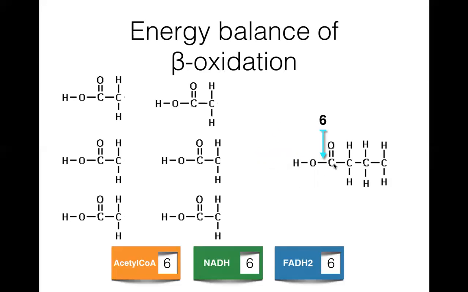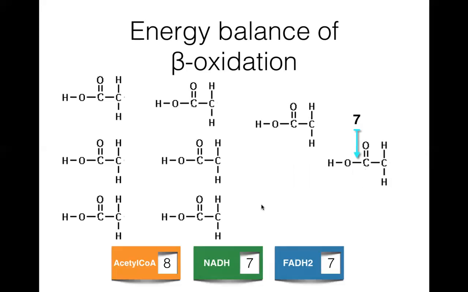And finally, we have the last, the seventh round. If this is cleaved, this will generate 2 acetyl-CoA. So in total, we have a total of 8 acetyl-CoA, 7 NADH, and 7 FADH2 with a complete oxidation of palmitic acid.